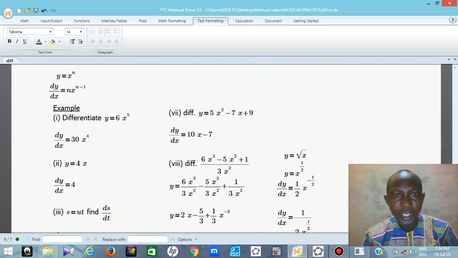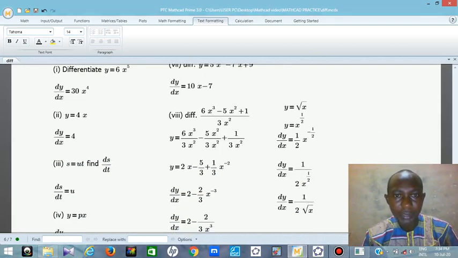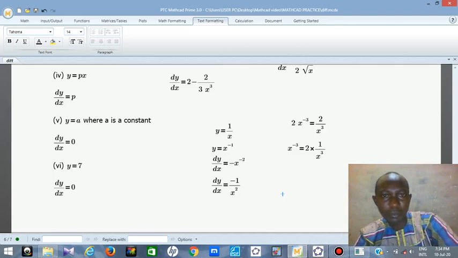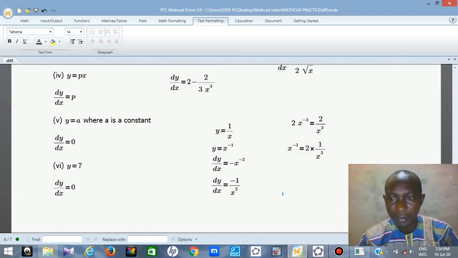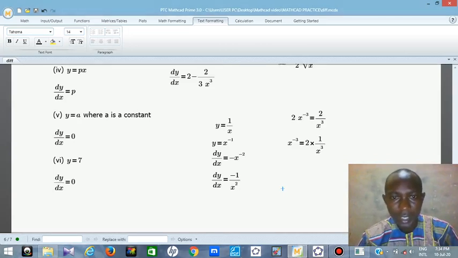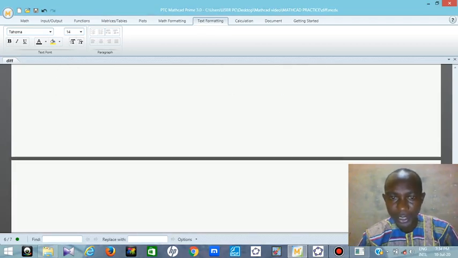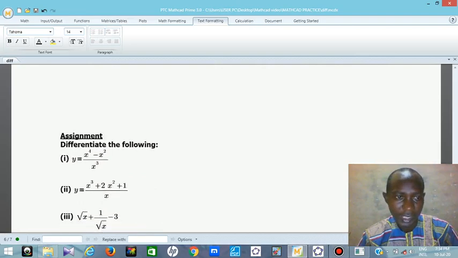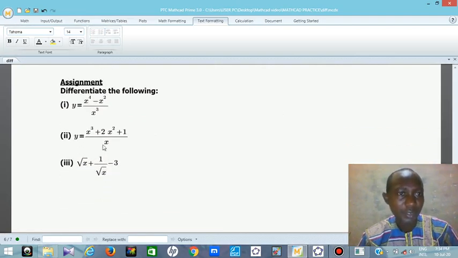So with this good knowledge of this aspect of differentiation, we can confidently move to other aspects of differentiation, like function of a function, product rule, and the rest. But for now, let's stop here. And before we go, I just have a few questions here I want you to practice, which is an assignment, just to get used to the solution of differentiation.